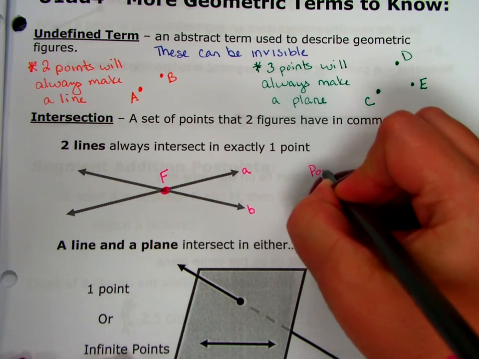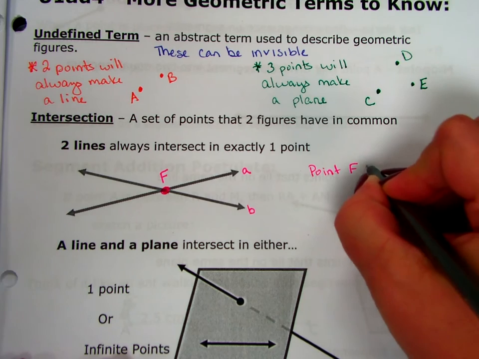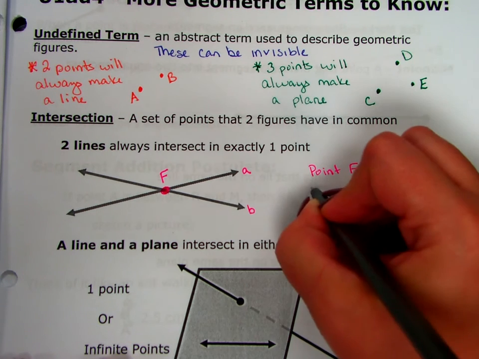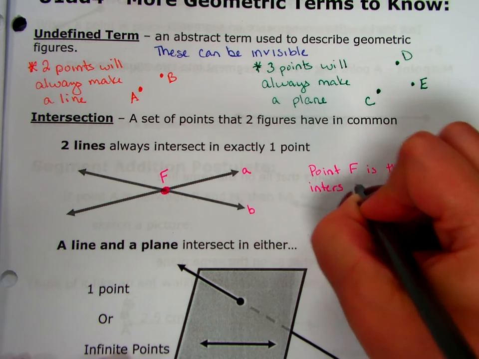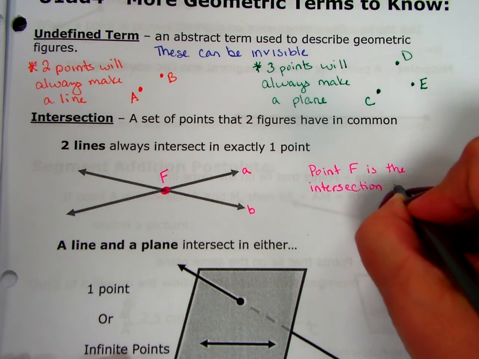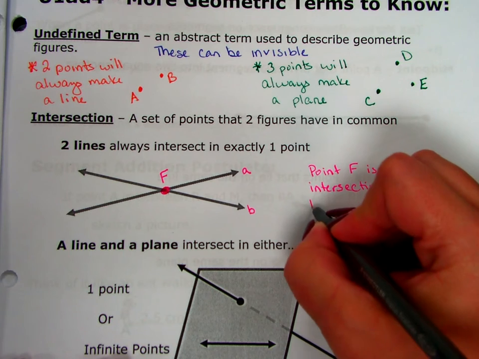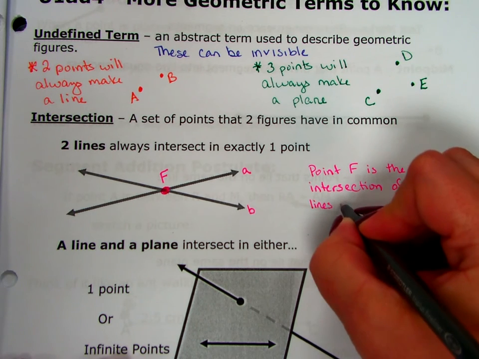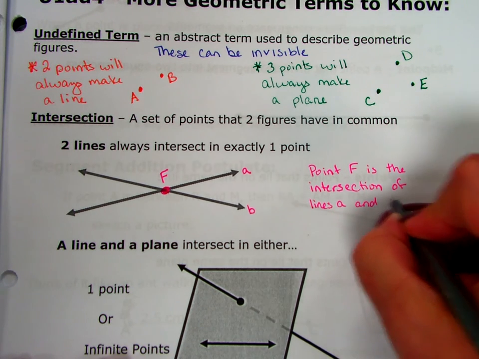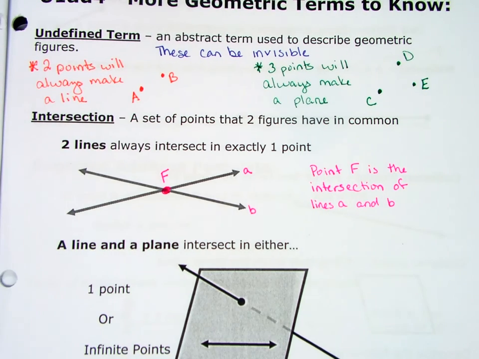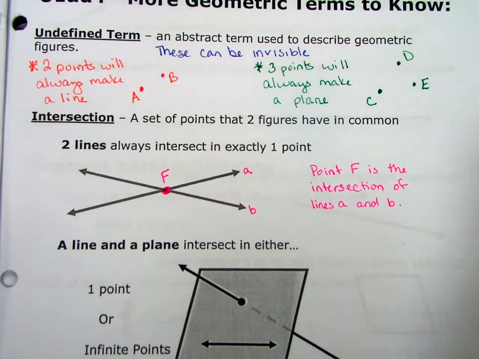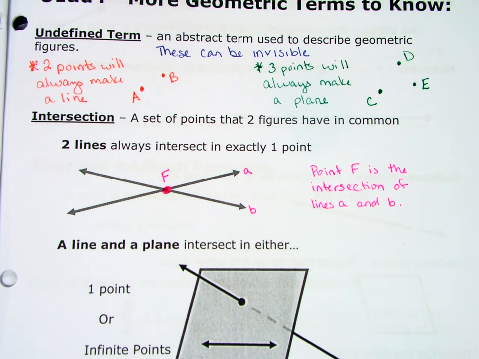I'm going to say point F is the intersection of lines A and B. Or you could say of line A and line B. Notice F is capitalized because it's a point. The A and the B are lowercase because they're the names of the lines. Okay, again, super important with your notation.